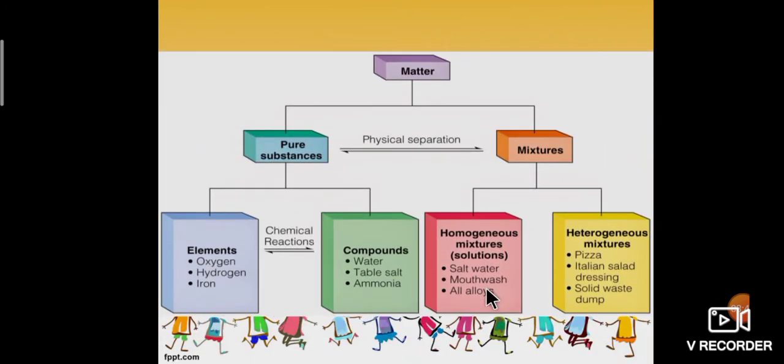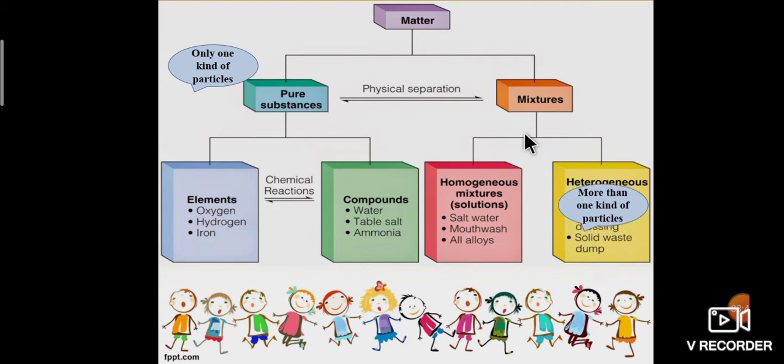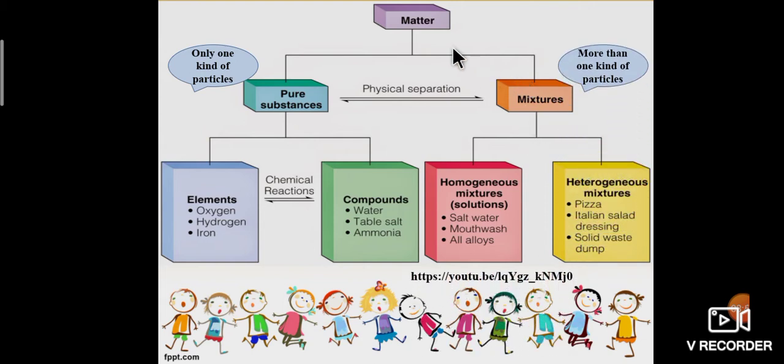Next we will talk about pure substances and mixtures. In the last session I explained many examples. Let's see, matter is classified into 2 categories. First one pure substance, second one mixtures. Tell me, what is a pure substance? A pure substance is made up of only one kind of particles. What is a mixture? A mixture contains more than one kind of particles.